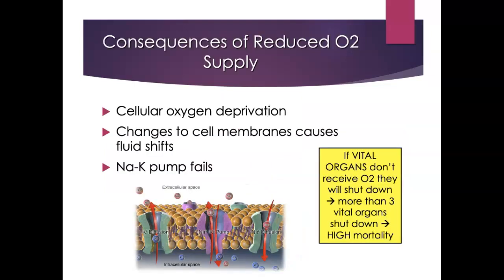What are the consequences of reduced oxygen supply? Well, you have cellular oxygen deprivation, which leads to tissue deprivation, which leads to organ oxygen deprivation. You have changes to the cell membranes that cause fluid shifts. The sodium-potassium pump fails, which is very important for homeostasis regulation. If vital organs don't receive oxygen, they will shut down, and more than 3 vital organs shutting down is a very high mortality.